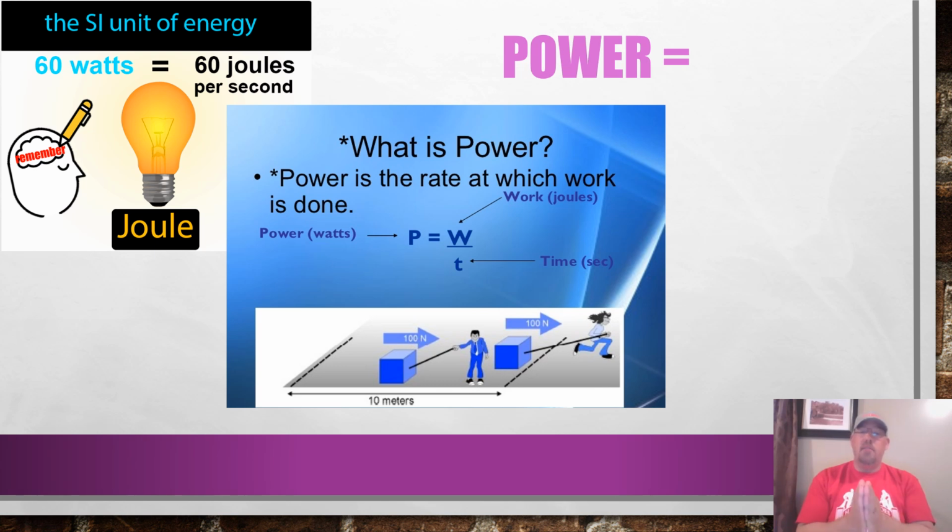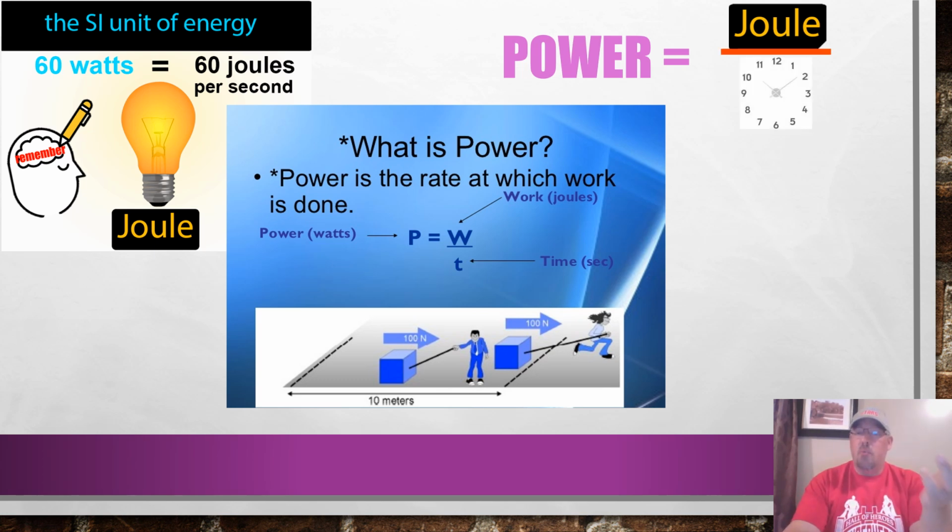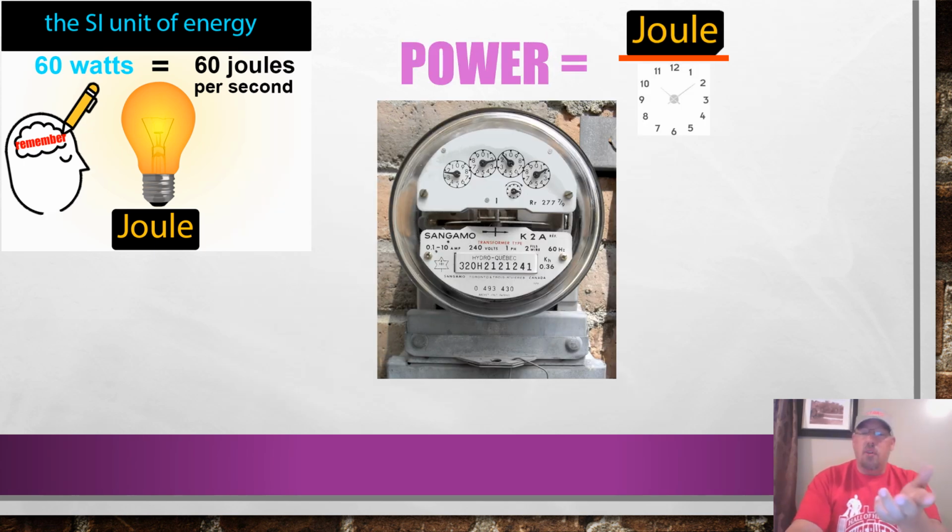I'm going to take that same measurement of joules, how much energy is being used, and I'm going to divide it by the amount of time. So this is a rate. Rate is how much time it takes for something to be done or used. So let's look at energy in our house.